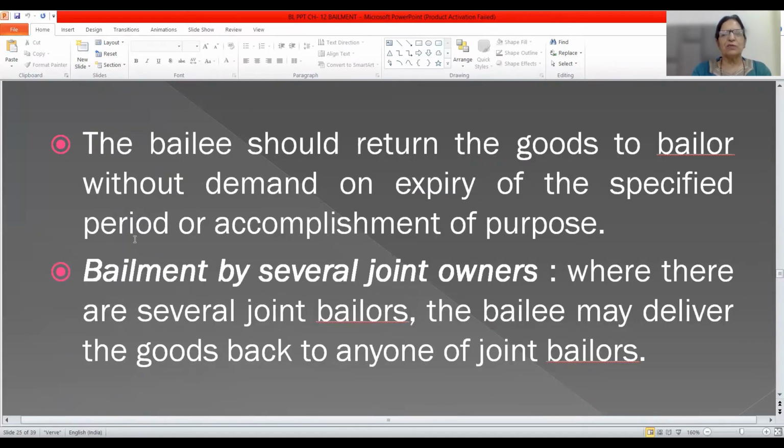The bailee should return the goods to the bailor without demand, on expiry of the specified period or accomplishment of the purpose. So friends, this is again the duty of the bailee. He must return the goods to the bailor after the purpose is over, or after that specified period is over. And if there are joint owners, then the bailee has a right. He can return that item to any one of the joint owners. If there are 4 persons who are the owners of the item delivered by the joint bailors or one of the bailors to the bailee, then the bailee may deliver the goods to any one of those joint bailors.